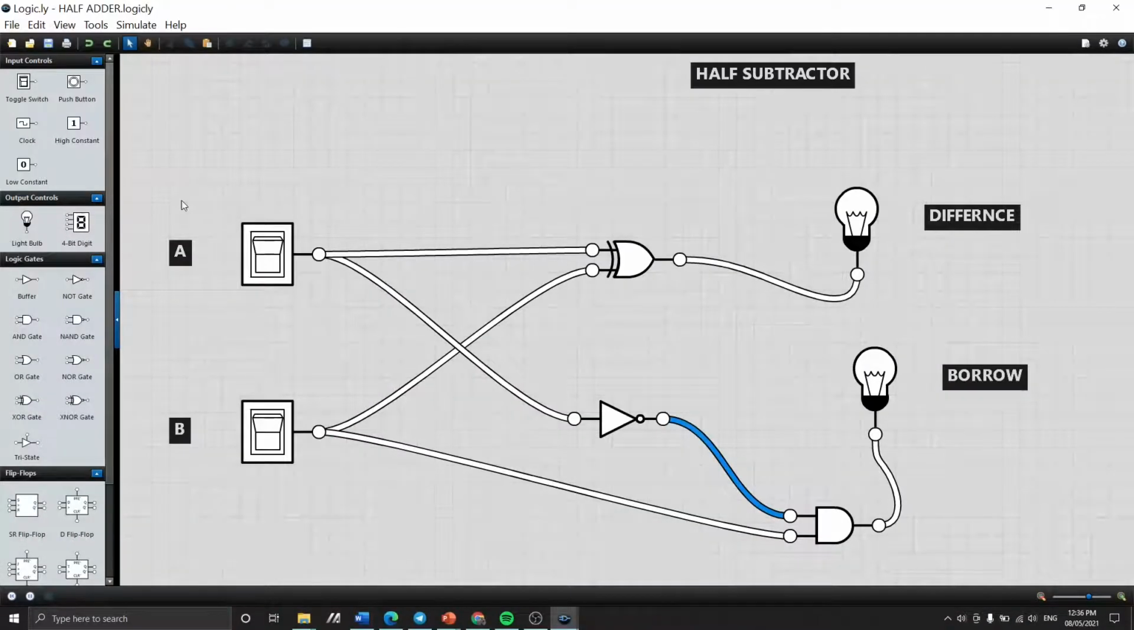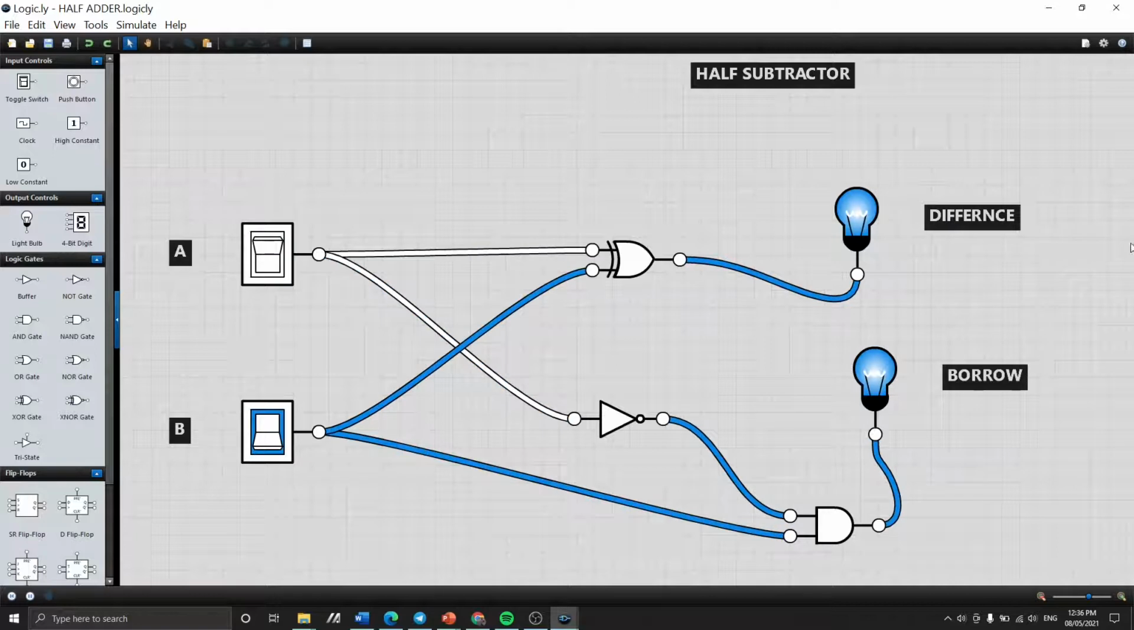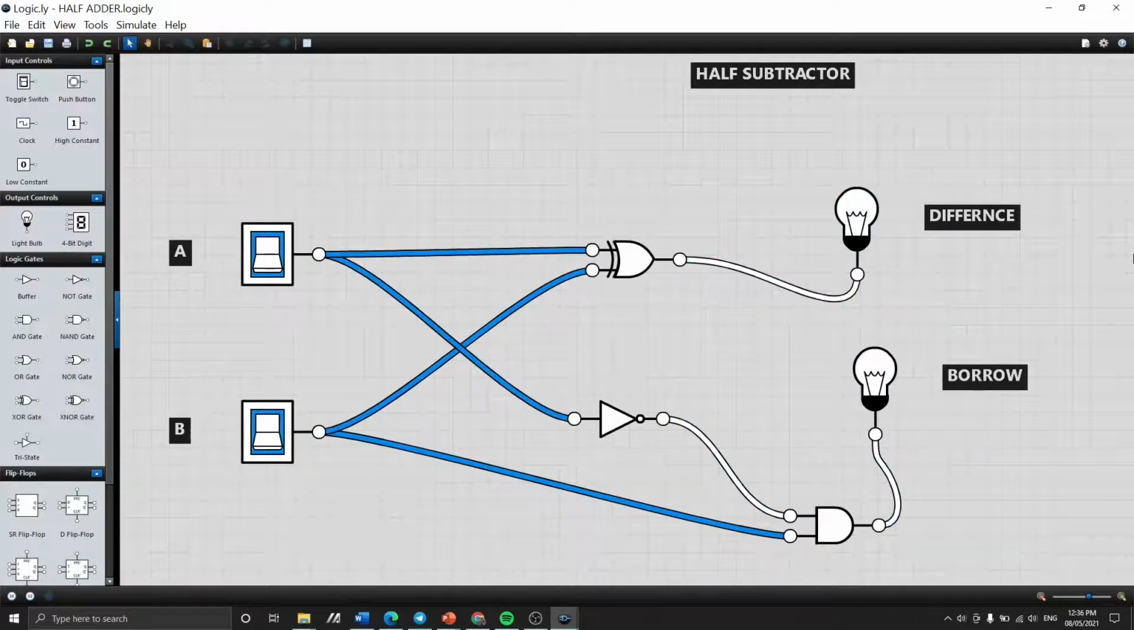When A and B are both 0, then the outputs difference and borrow are also 0. When A is 1 and B is 0, then the output difference is 1 and borrow is 0. When A is 0 and B is 1, then the outputs difference and borrow are both 1. When A and B are 1, then the outputs difference and borrow are both 0.